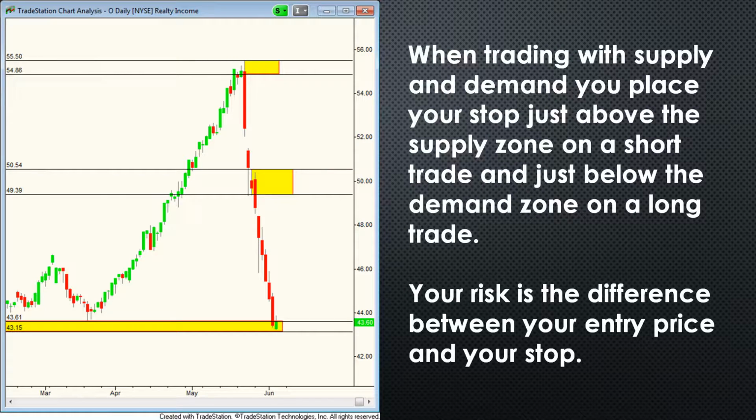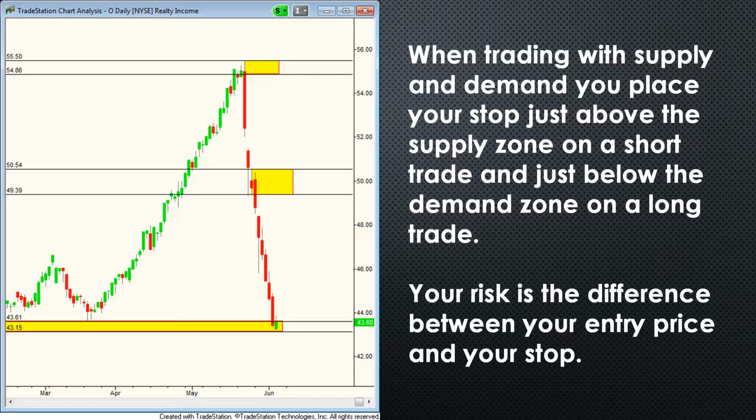One of the biggest benefits of trading using supply and demand is that you have a defined stop. You always know where to put your stop, and it's not just an arbitrary number. For example, let's say you're only willing to risk $200, so you put your stop $200 before your entry.